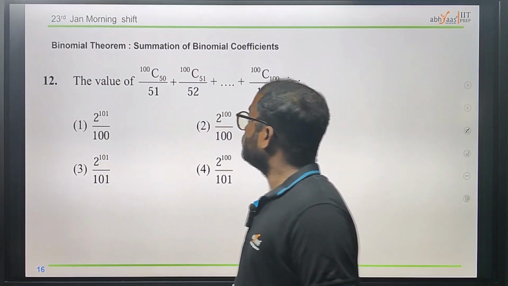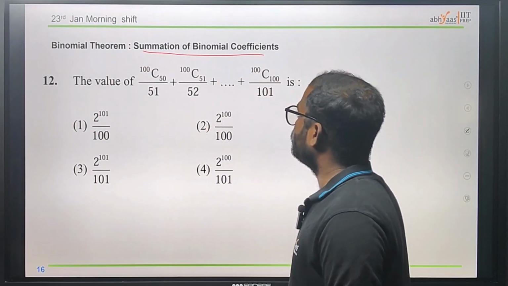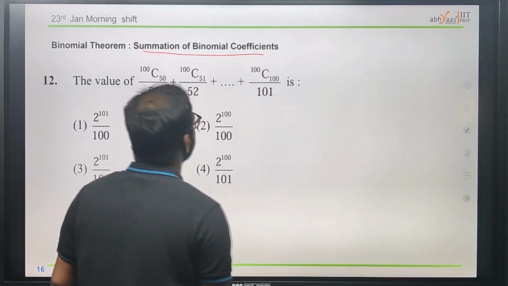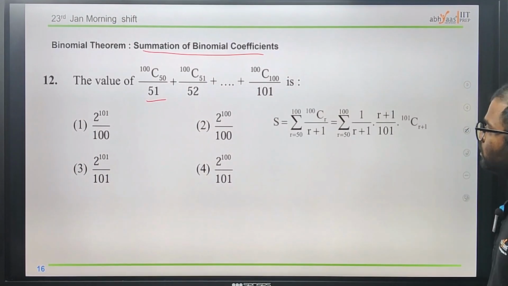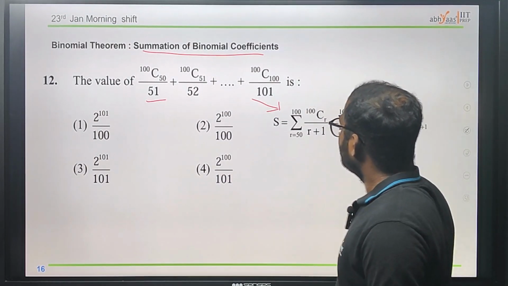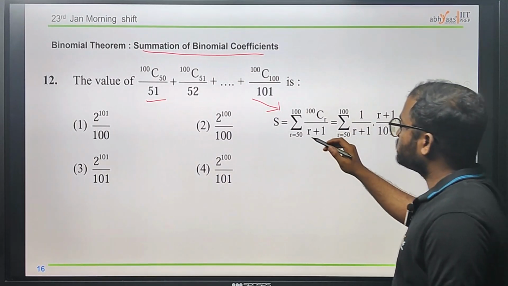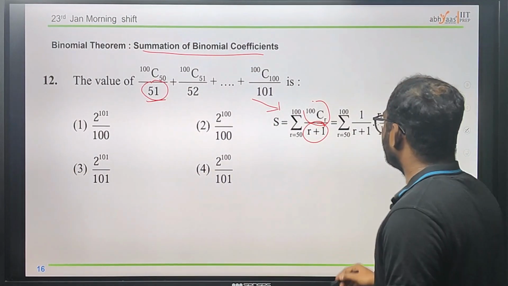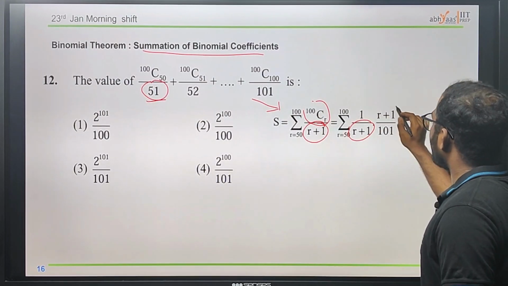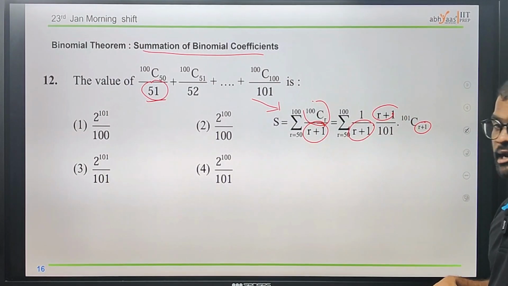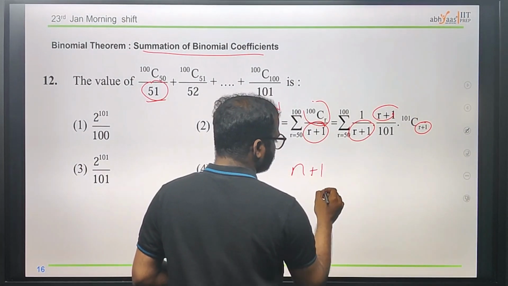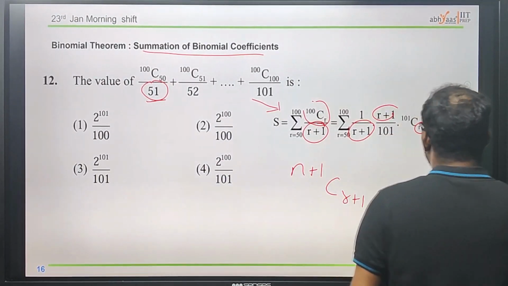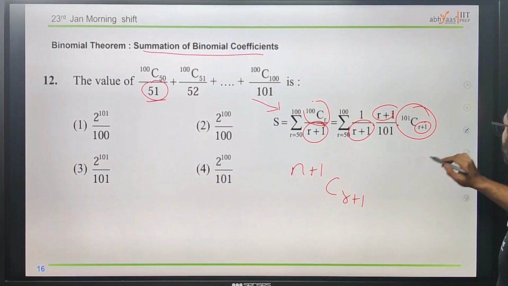We have a question on the basis of the binomial theorem, the summation of binomial coefficients, which we need to find using this one. If you see here, it starts from 51, 52 and goes to 101. Just see the pattern here and we can easily solve it. Write the general term here, which is 100 C r divided by r plus 1, which is 50 plus 1. We have to make it r plus 1, so I took n plus 1 C r plus 1, dividing by r plus 1 in order to find this. I hope you understood.